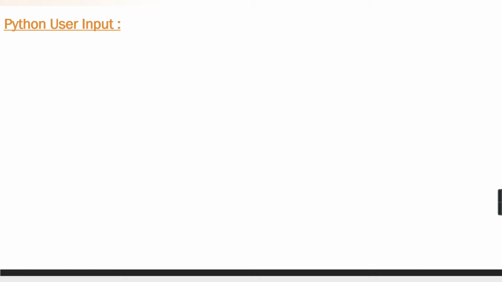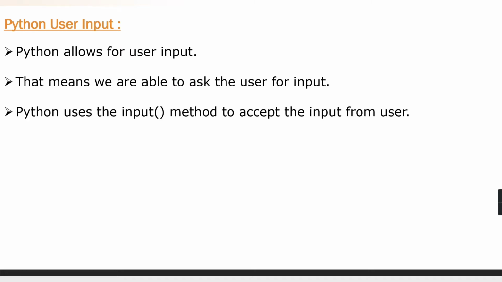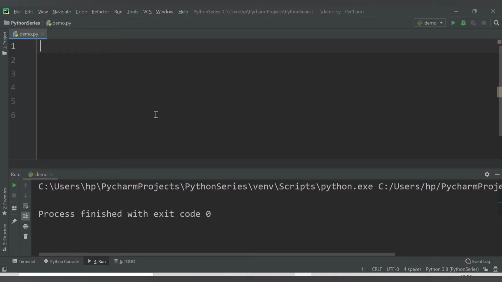In this video we are going to learn how to accept input from the user in Python code. Python allows for user input. That means we are able to ask the user for input. Python uses the input method to accept input from the user, so we need to use this input method. Let's check in code.